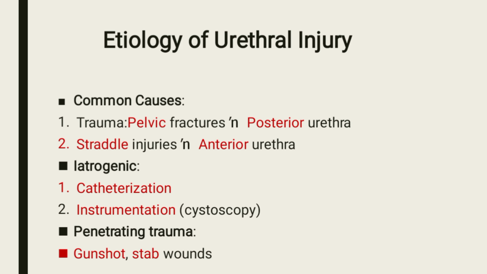Etiology of urethral injuries. Urethral injuries may occur due to blunt trauma, particularly pelvic fractures affecting the posterior urethra, or straddle injuries affecting the anterior urethra. Iatrogenic injuries are common during catheterization or cystoscopy, and penetrating trauma can injure any segment of the urethra.